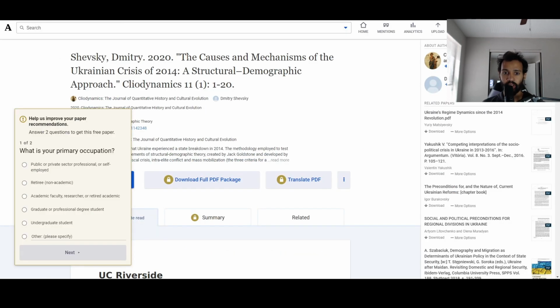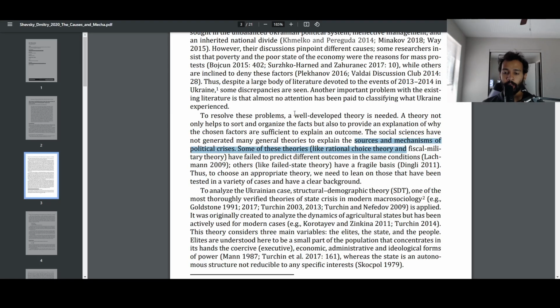So with that said, there's a gentleman, Dmitry Shevsky, who wrote an article here called The Causes and Mechanisms of the Ukrainian Crisis of 2014: A Structural Demographic Approach. I've just started to read his paper, and it is a scientific paper, so it's one of those heavy papers. It has the abstract, intro, conclusion, all that good stuff.